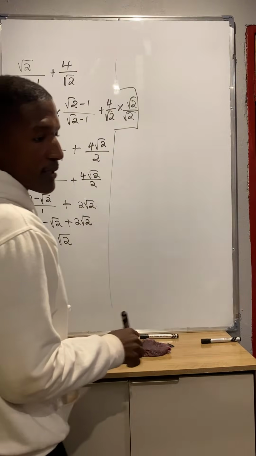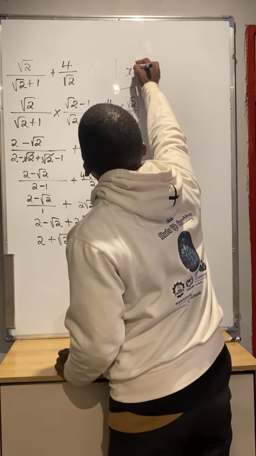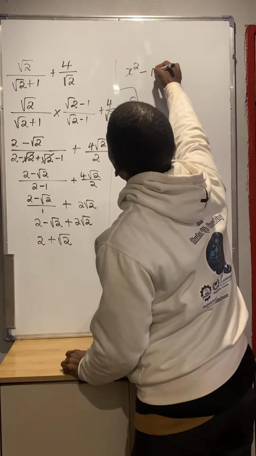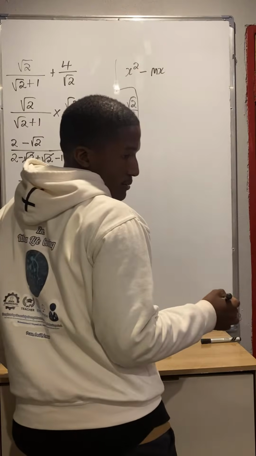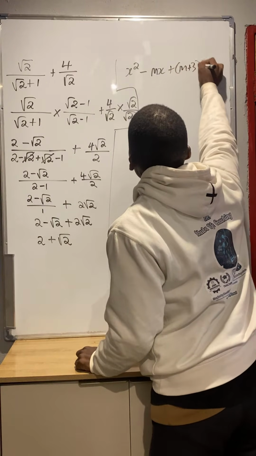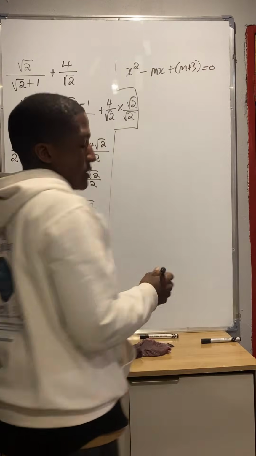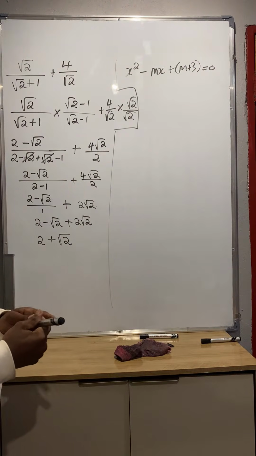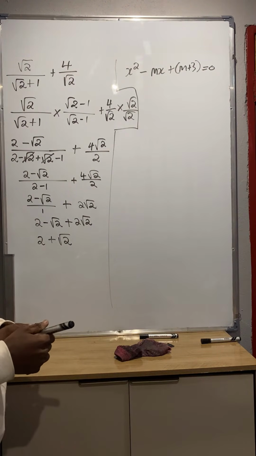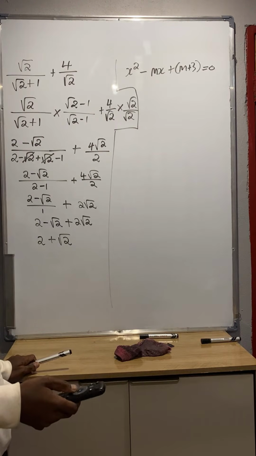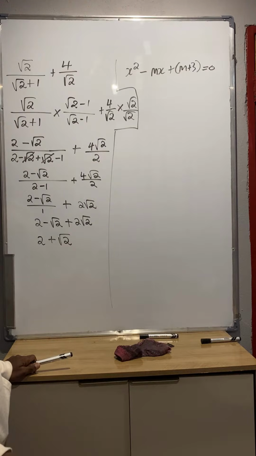Then they say to us, question 2.3: x squared minus mx plus m plus 3 equal to 0. And then they say to you, solve for m if it has equal roots. If your problem has equal roots, family.